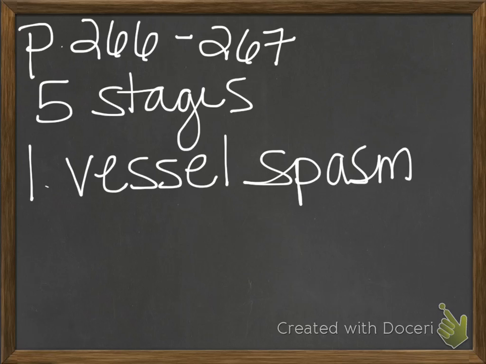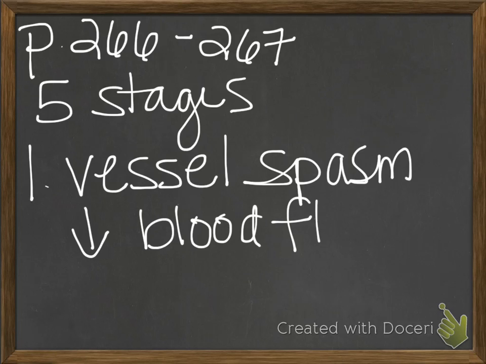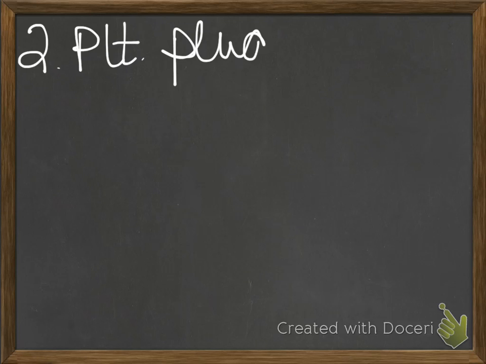Okay, so that vessel spasm happens when injury occurs to the endothelium, and it usually happens very quickly. Just like we talked about in inflammation, it happens usually in less than a minute. And what it does is it decreases that blood flow, because we don't want a bunch of blood flowing out of that injured cell. We want to conserve it. The second stage is the development of that platelet plug. So our body's going to try to plug that hole as quick as it can.